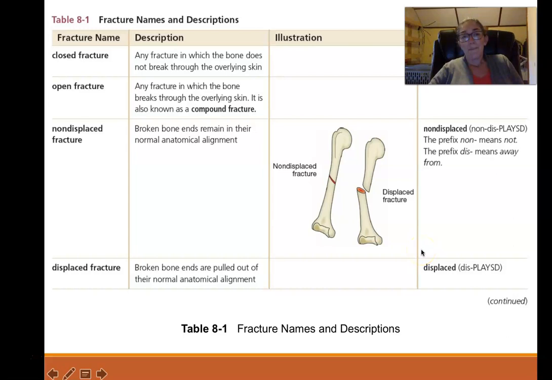A closed fracture could be non-displaced or displaced. An open fracture, if the bone's poking out of the skin, then by definition it's displaced. It's not in the proper position.